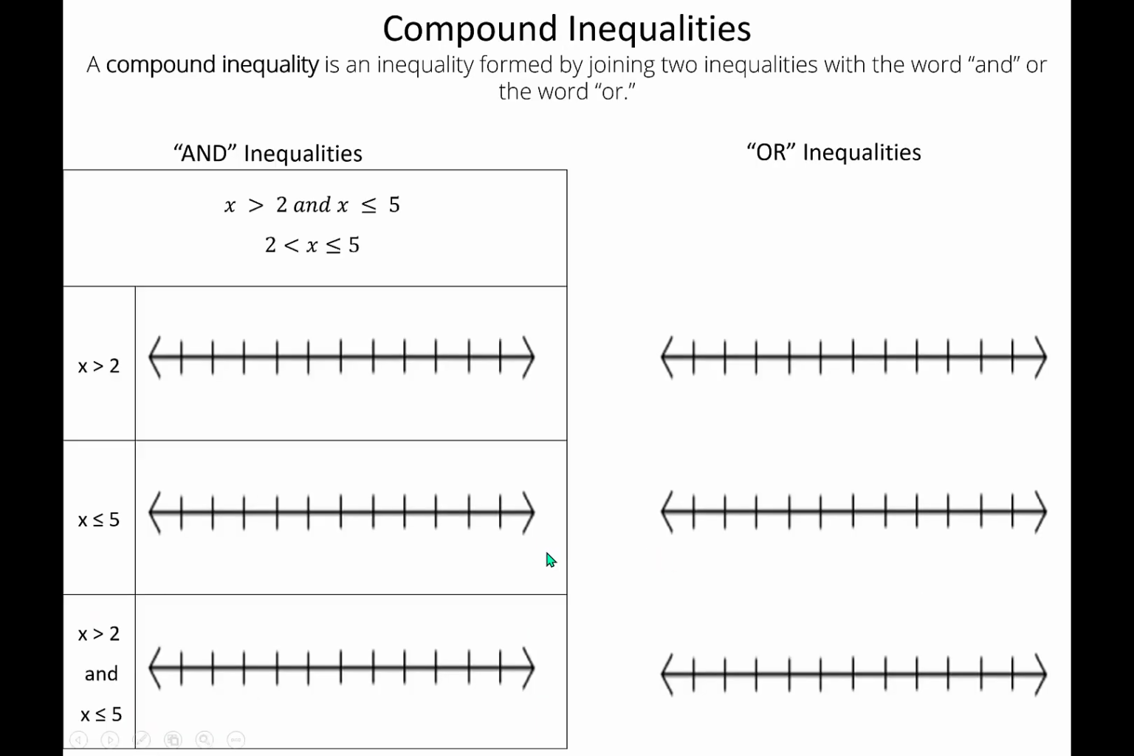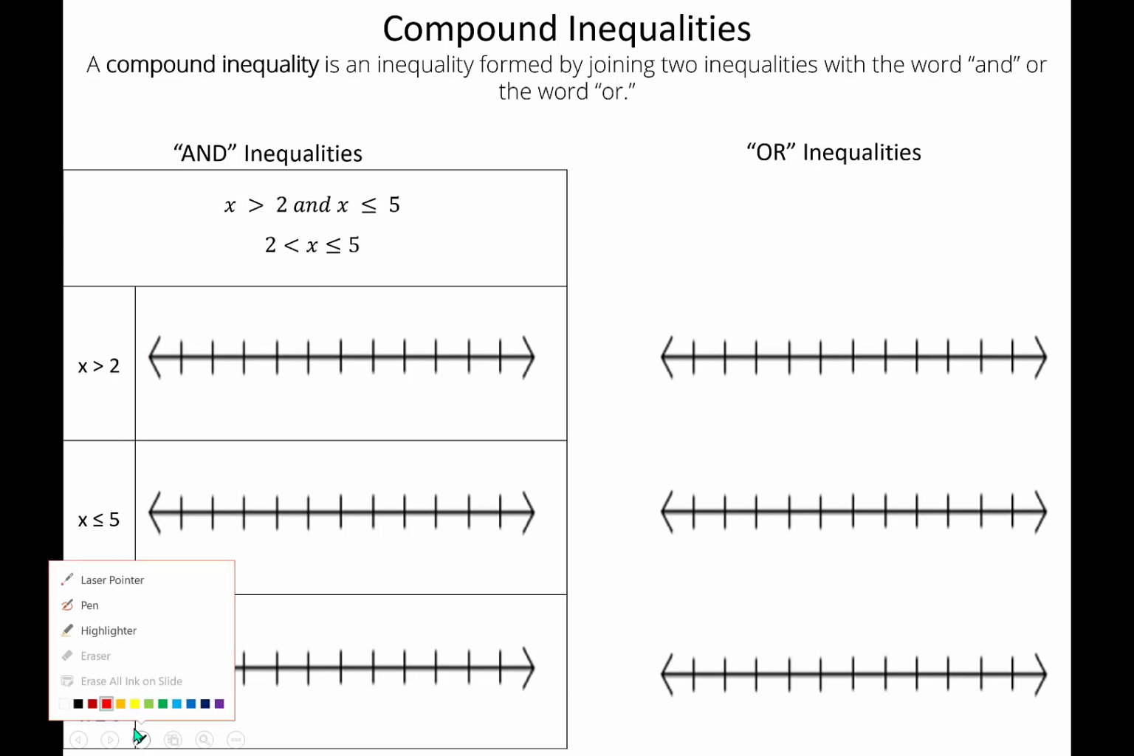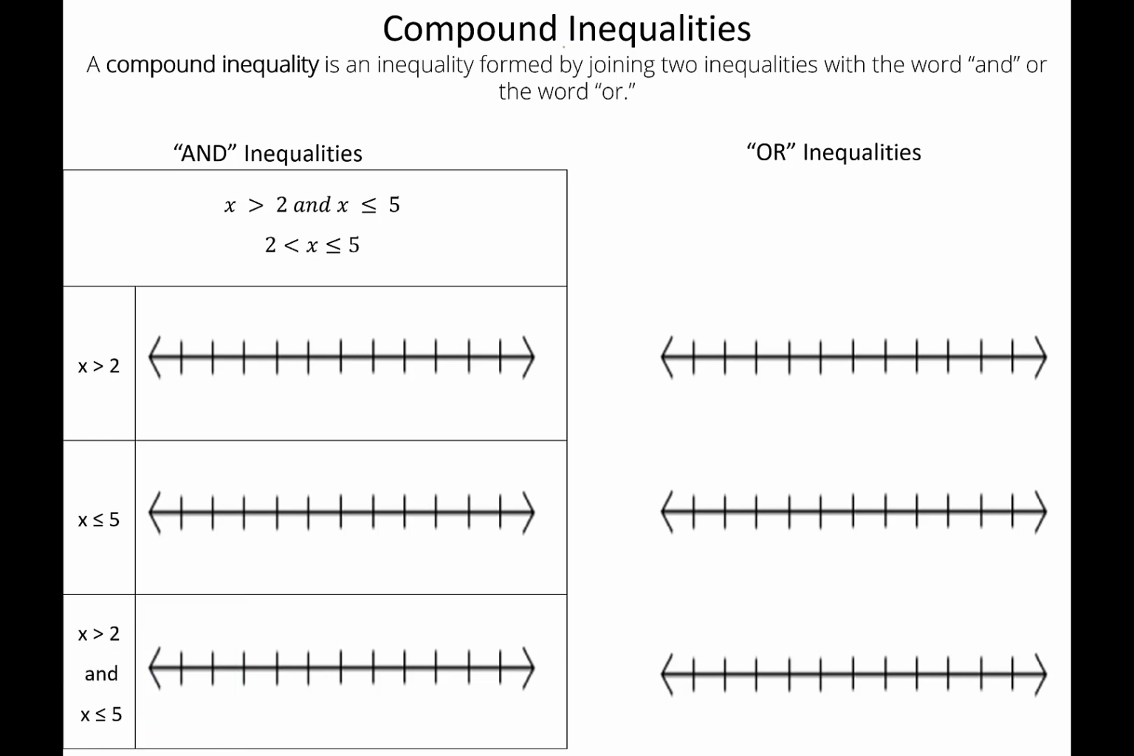So looking at "and" inequalities, I've got the inequality x is greater than 2 and x is less than 5. This down here is another way we can write this. Sorry, less than or equal to 5. So looking at the graphs, let's look at what this would look like. x greater than 2. We'll put my 0 and 2 here. I've got an open circle at 2.